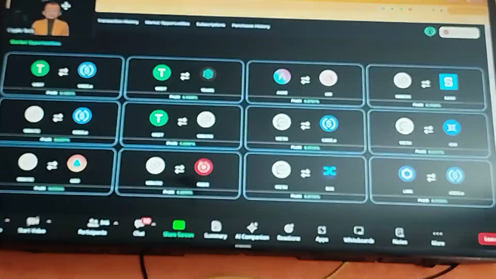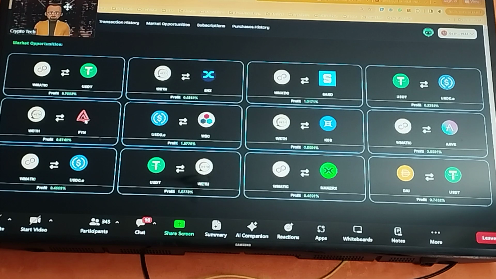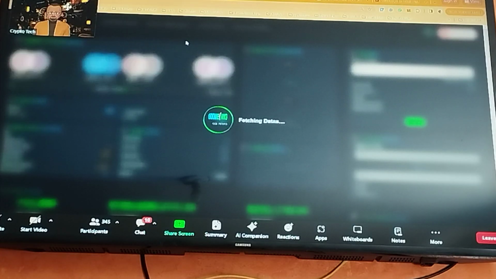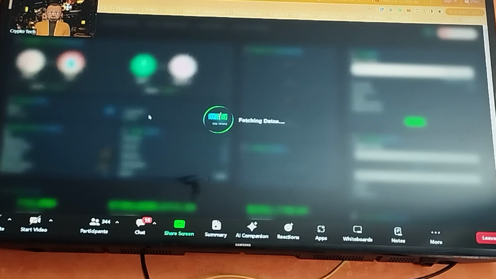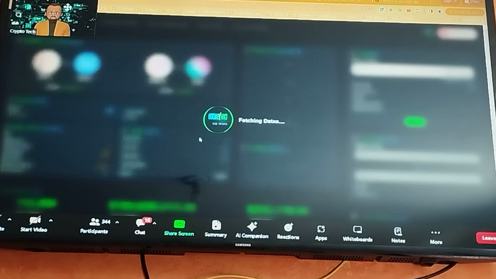This is transaction history. So let's see what is a good profitable trade that we could do. Let's refresh this. I like to go for 1%. So USDT and Ethereum, that's a good one. And another good one is MATIC and SAND. We have USDC and... Let's see. The arbitrage tool is taking a little bit of time to go ahead and fetch the data.